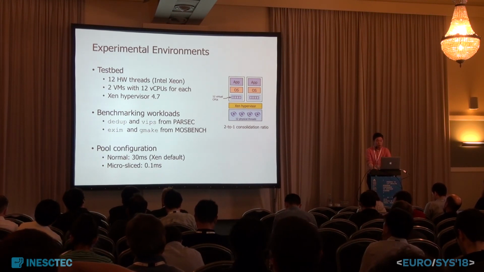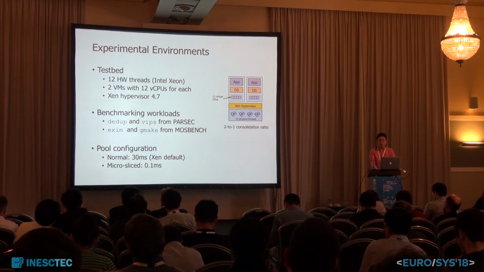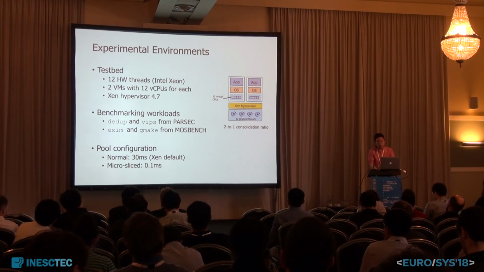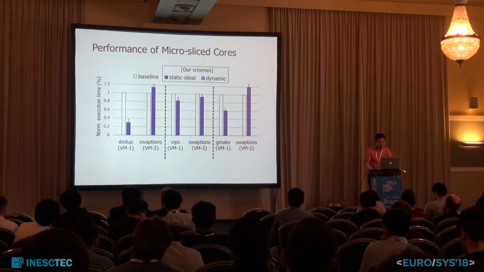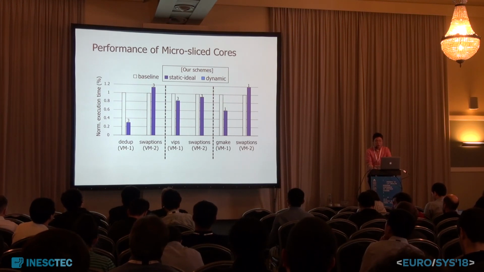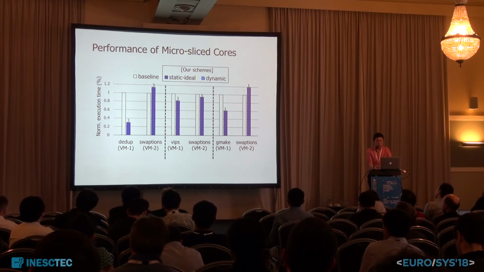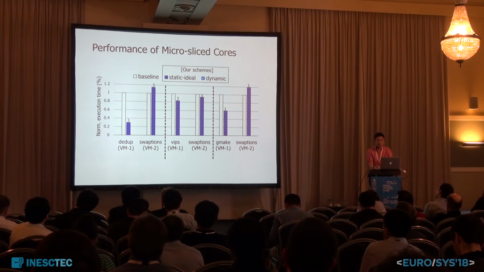For the CPU pool configuration, we fixed the time slice of the micro-sliced pool to 0.1 milliseconds, and the normal CPU pool follows the default configuration of the Xen hypervisor. Let me show you the performance results of our two schemes, static ideal and dynamic. On the x-axis, there are two virtual machines for each scenario, and the y-axis shows the execution time, so a lower bar means better performance.